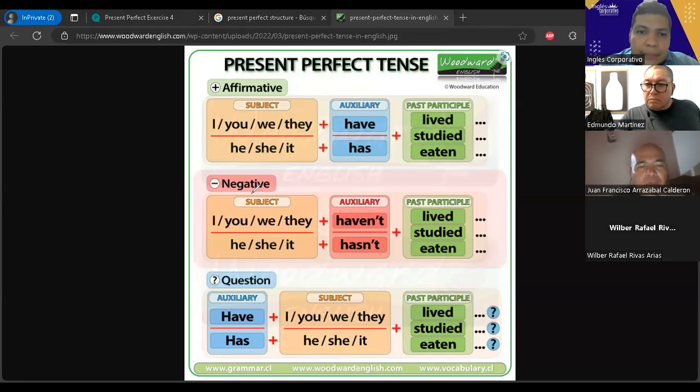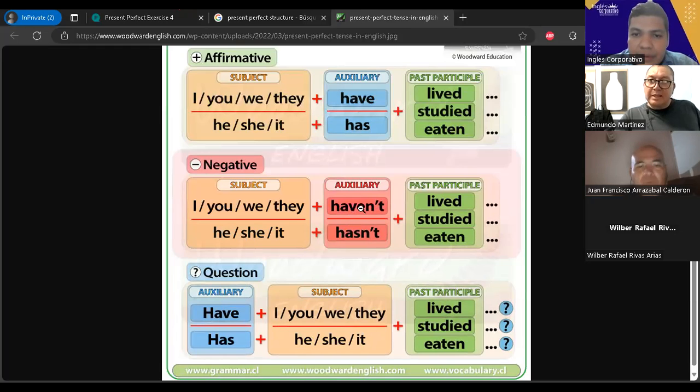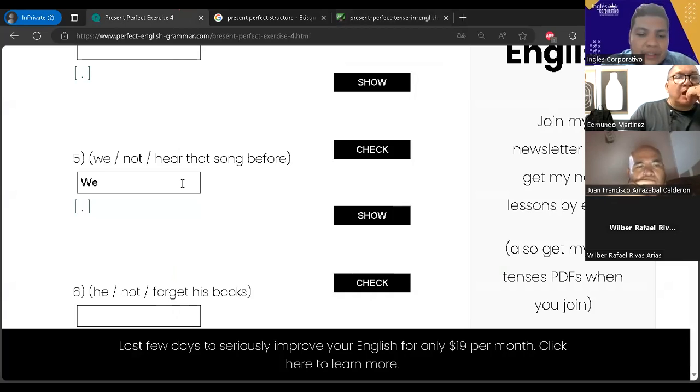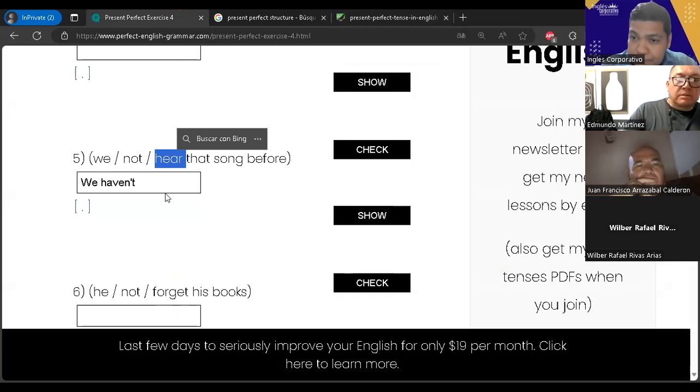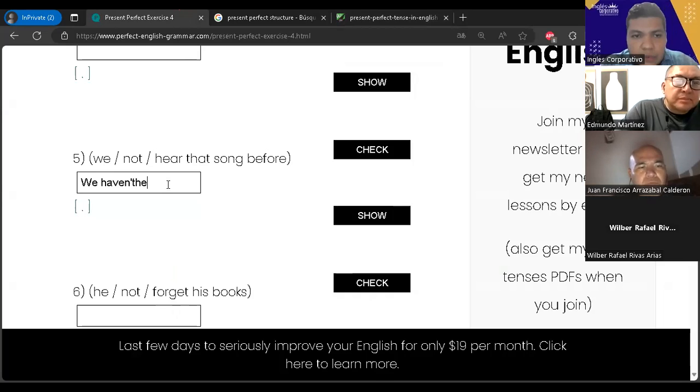So it will be we, right? We. Yeah, so the subject, so we have here, we. Very good, excellent. Then we go on this one. So we have we, and then what is the negative? Si es we, that would be here. We haven't. Haven't, exactly, very good. So we go for haven't. And what's the past participle of the verb here? It will be heard. Heard that song before. Very good.